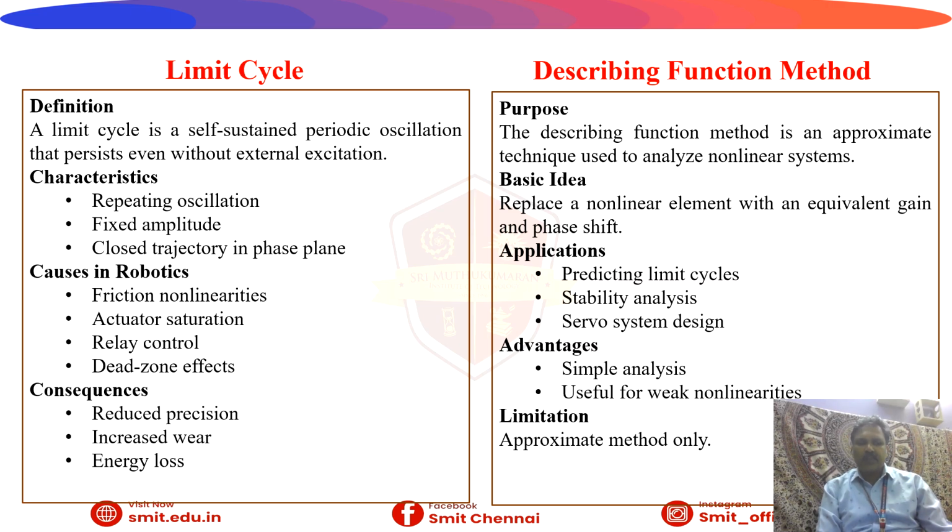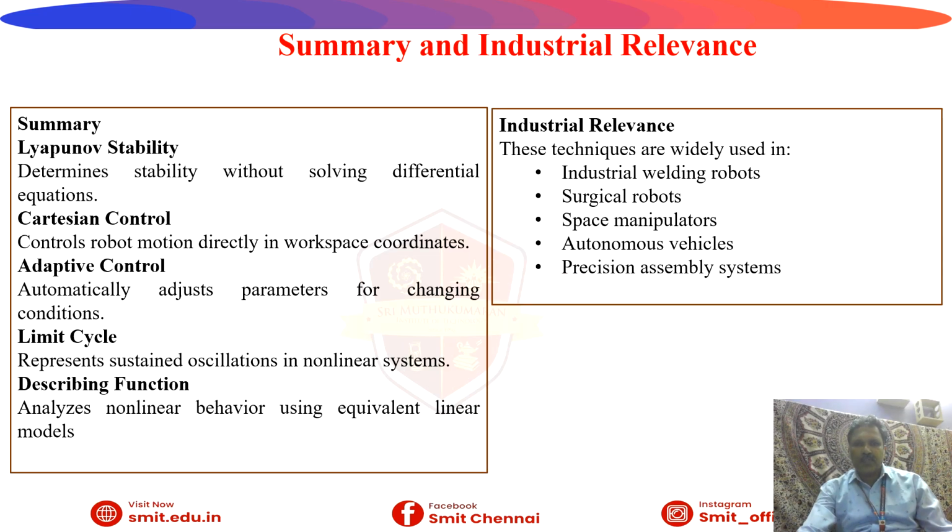Describing function method, the various purposes. The describing function method is an approximate technique used to analyze non-linear systems. It replaces a non-linear element with an equivalent gain and phase shift. It is used for predicting limit cycles and stability analysis. These are the applications: servo system design. Advantages: simple analysis, useful for weak non-linearities. Limitation: it is an approximate method only. Only for approximation can we go for this method.